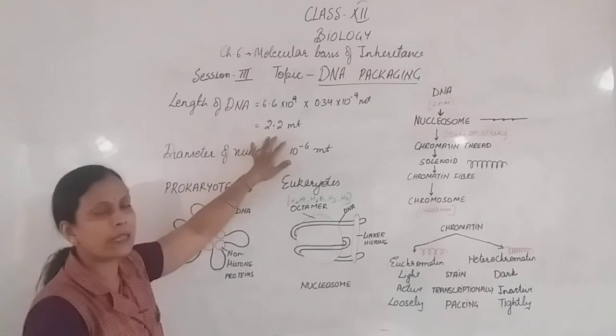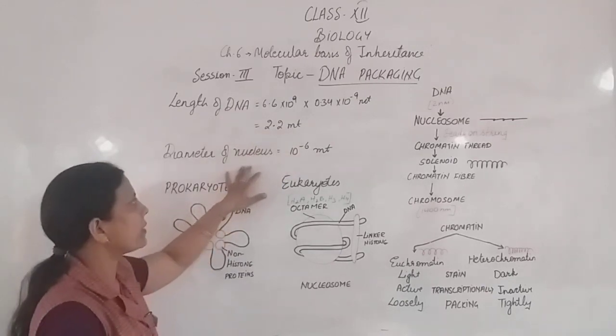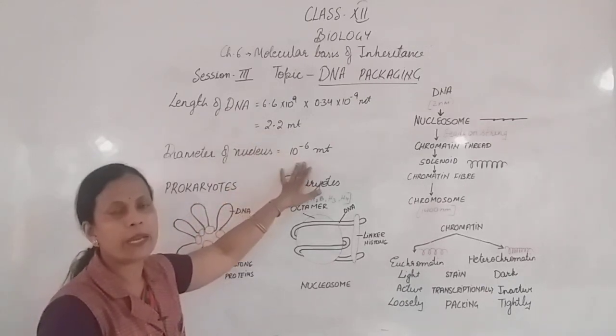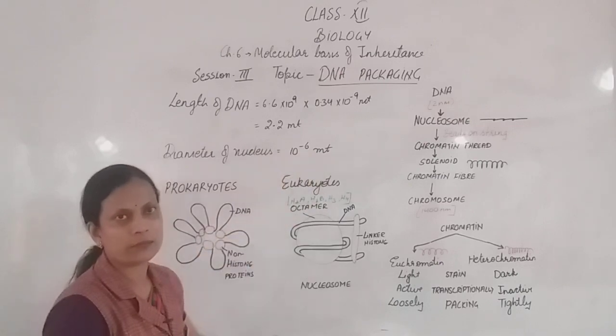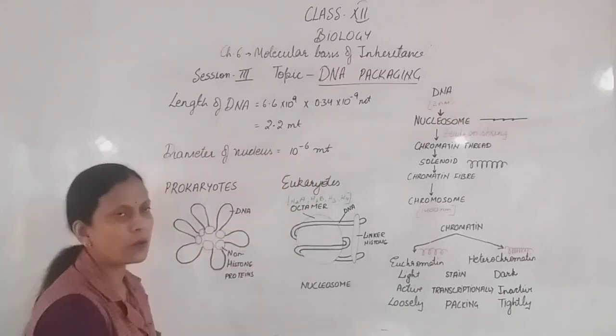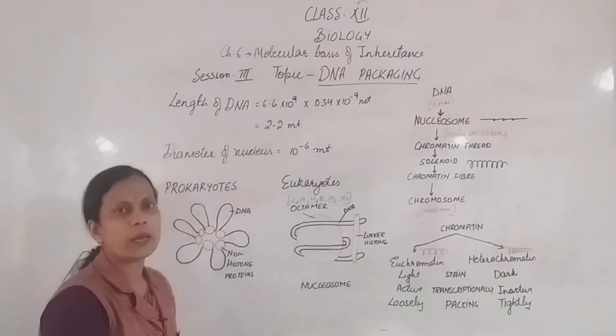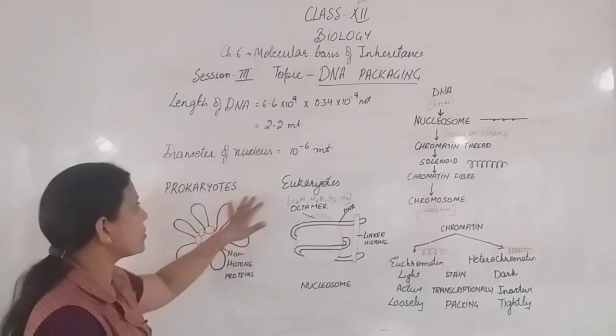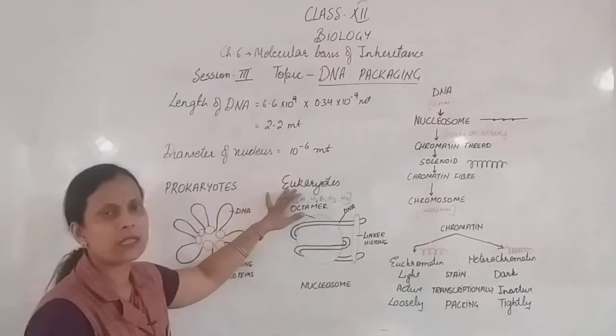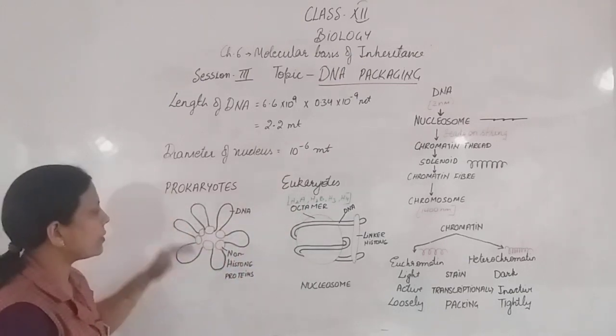Now this lengthy a DNA is to be packed in a nucleus of about 10^-6 meter in diameter. So a huge length of DNA is to be packed in a very tiny nucleus, so we require packaging. Now in prokaryotes and eukaryotes, the way of packaging is different. First of all, we see the prokaryotes.